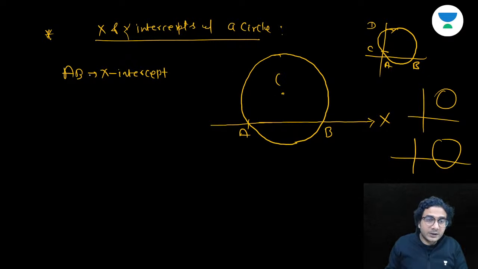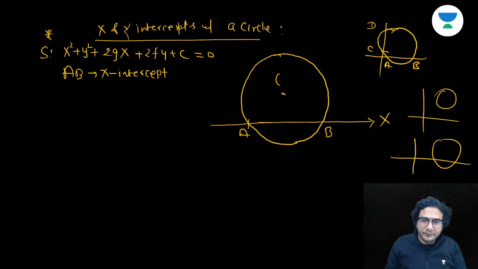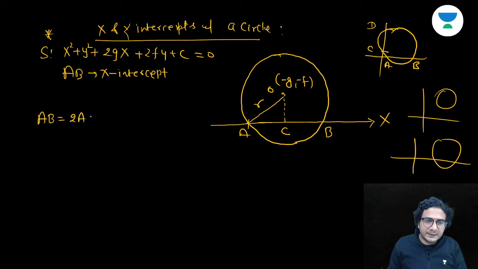This is for a general circle we are writing, okay? The circle is given: x square plus y square plus 2gx plus 2fy plus c is equal to 0. For this circle we are writing the x and y intercepts. So this is O, coordinates are minus g, minus f. Let's take the radius r, and this point is C. Now we know how to write AC. So AB is equal to twice AC. Now how to write AC? AC is the square root of OA square minus OC square.